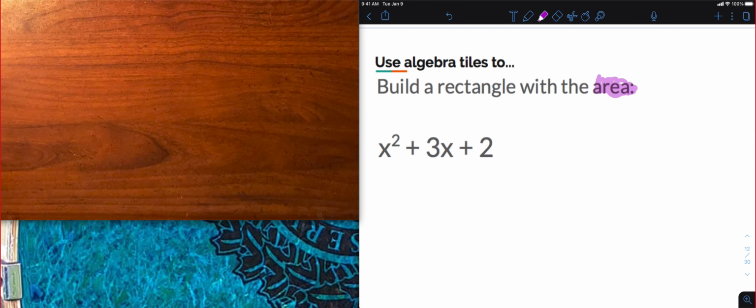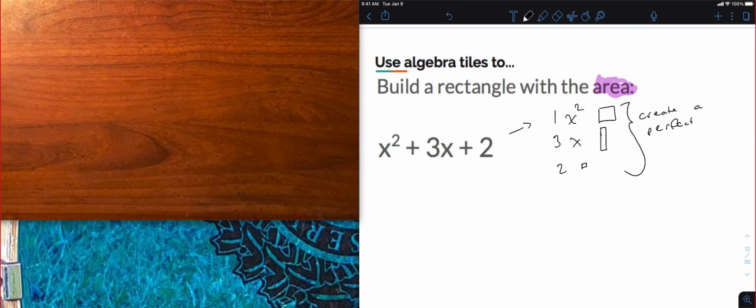Okay, so when you look at this question, it's telling you it has 1 x squared. It has 3 x's, and remember what these are. These are like the squares. These are the rods. That looks like a square. These are rods, and then you have 2 individual little squares. Okay, that's what it's telling you. So the goal of this is to create a perfect rectangle. That's what you're trying to do with this. So that's what I'm going to do with you here.